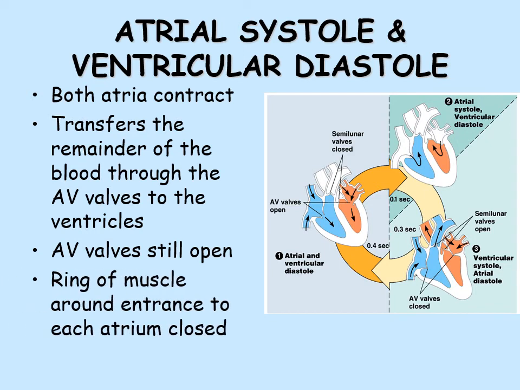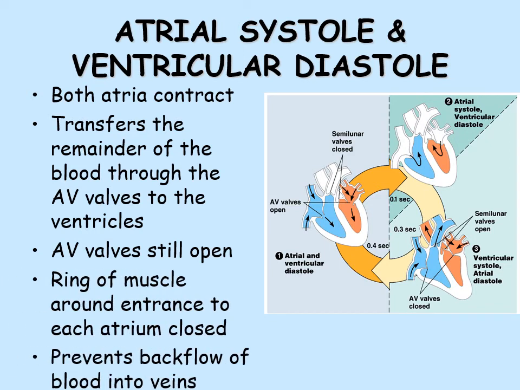And to prevent the backflow of blood into the veins, the pulmonary veins and the vena cava, the ring of muscle around the entrance to each atria needs to be closed as well. Now this stage is the quickest stage in the cycle and it only takes 0.1 seconds.